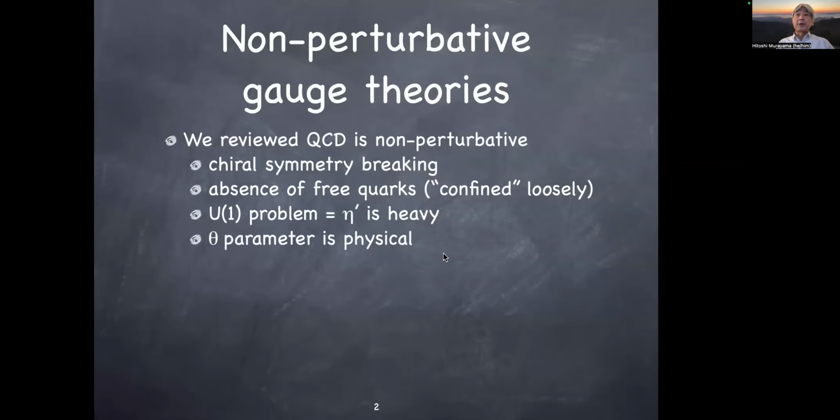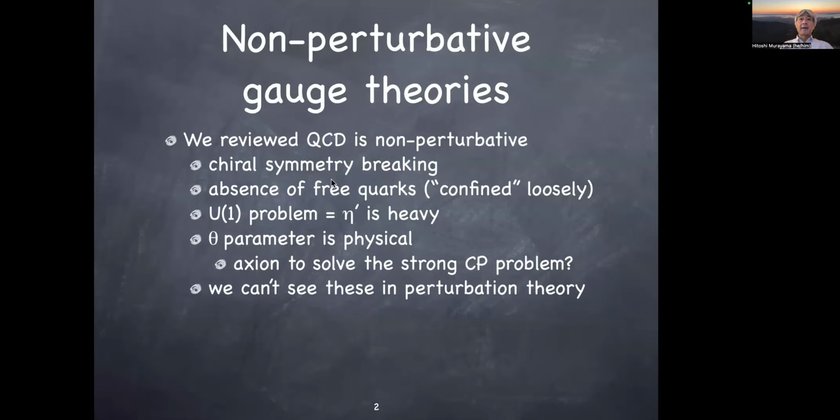And the theta parameter is a surface term in the QCD Lagrangian. So in perturbation theory, it doesn't do anything, doesn't give you any Feynman vertex or anything like that. But nonetheless, it is believed to be physical. And that's why we talked about the axion. If the theta parameter is physical, that would induce the neutron electric dipole moment, which is against the experimental limits. So that's why we wanted to solve that problem by introducing an axion. So this whole aspect is non-perturbative. We can't see any of these things in perturbation theory. That's why we focused so much on non-perturbative aspects of QCD this semester.